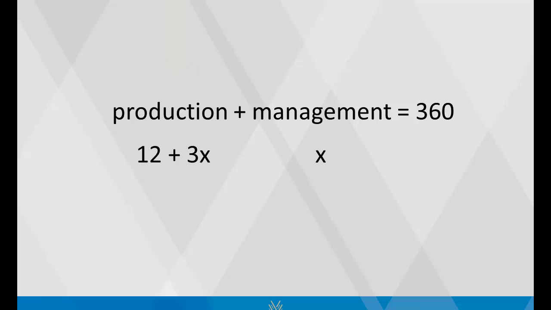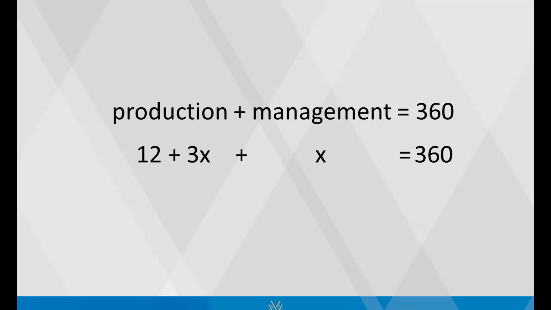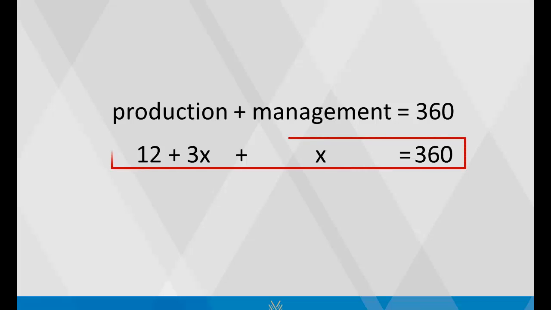Now let's connect the 2 parts. We have production plus management is equal to 360. This is the final equation which represents the information from the word problem.